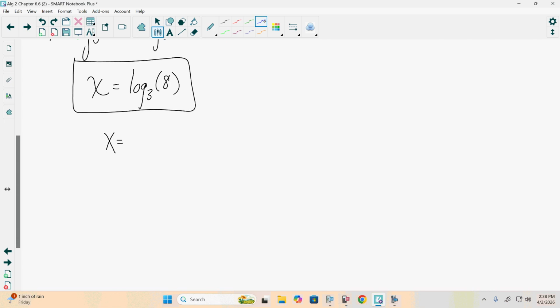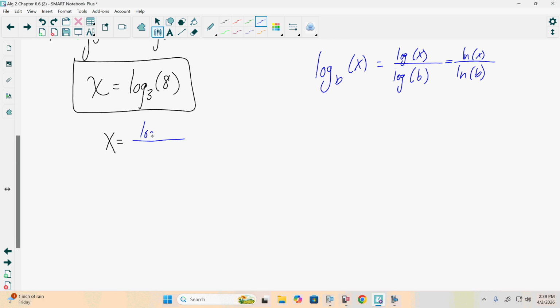Now, if we didn't have the graphing calculator, we can still find this, because our change of base, log base b of x, if we wrote it in terms of common logs, would be log of x over log of b. Or if we wanted to use natural logs, it'd be the natural log of x over the natural log of b. So if we rewrote log base 3 of 8, it'd be log of 8 over log of 3.